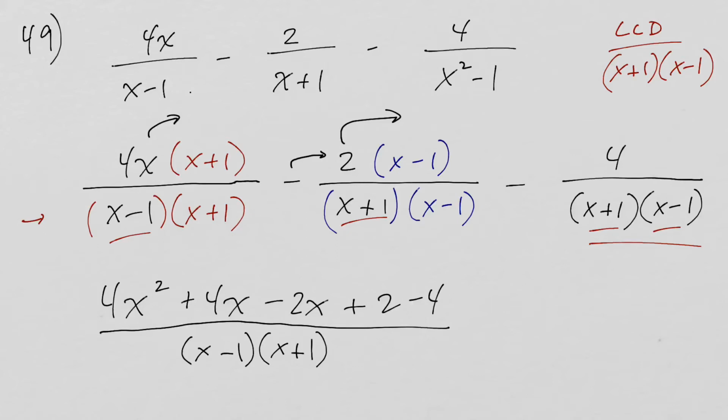Okay, now I've got to combine like terms. So I have 4x squared. Let's see, I have plus 2x minus 2. Okay, and this is all over x plus 1, x minus 1.